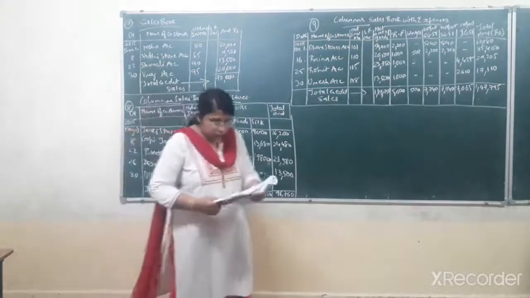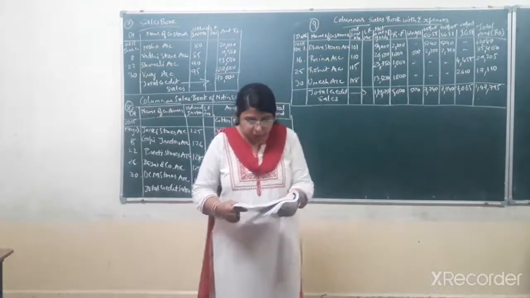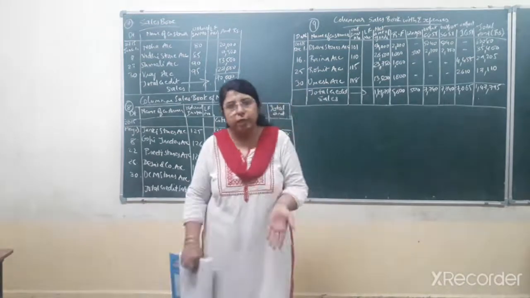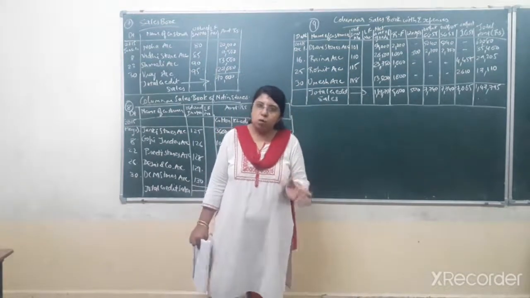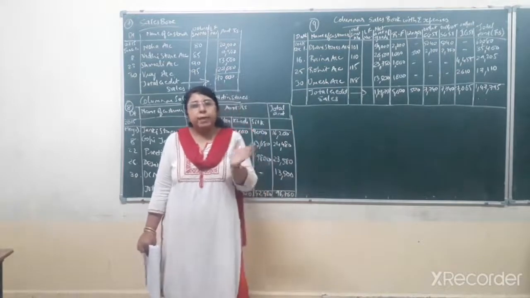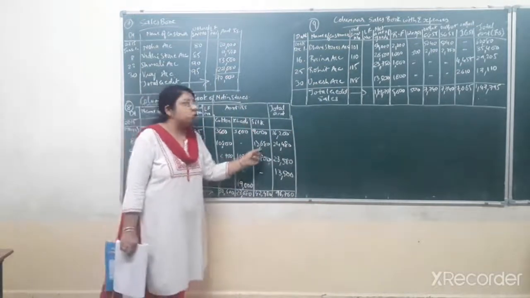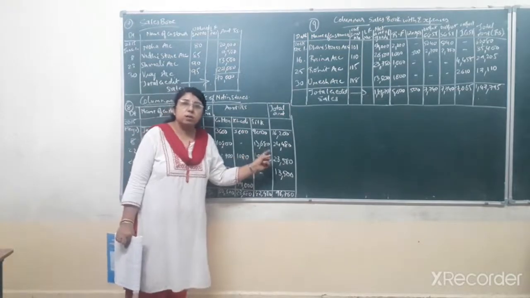Okay. Next one that is given for you, silk. 80 meters silk at rupees 190 per meter. So 190 into 80 will do. Whatever amount comes, from that you will subtract 10% trade discount. After subtracting 10% trade discount, the amount that will come is 13,680.